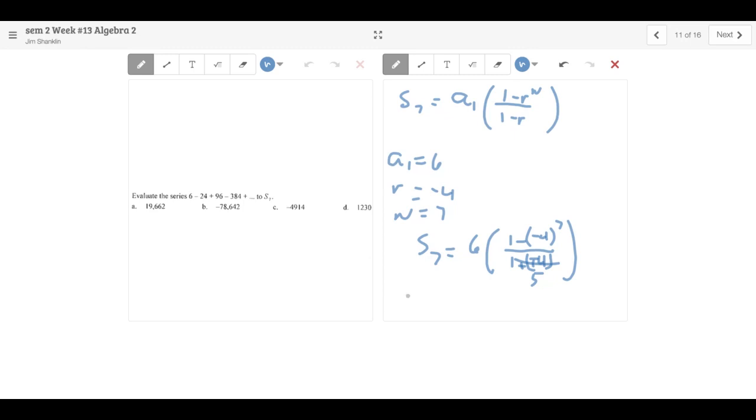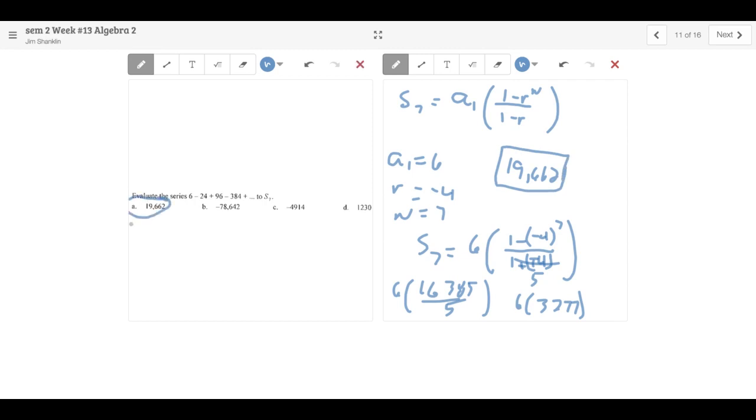And that gave me, so now I have 6 parentheses, 16,385 over 5. So I'm going to divide by 5. And I get 6 times 3,277, so times 6. So I end up with 19,662. Boom. And there's my formula, or there's my answer.